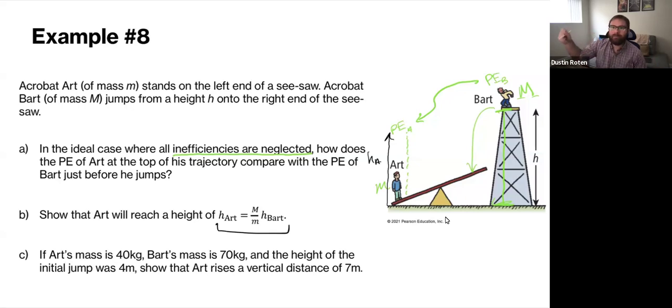So we can essentially solve the problem without numbers and then plug them in later if we get them. That's actually the whole point of part C here: once we do the calculation without numbers, if we know Art's actual mass and Bart's actual mass, which are 40 kilograms and 70 kilograms, and if we know the height of the initial jump, we could actually show that Art rises an actual distance of 7 meters.